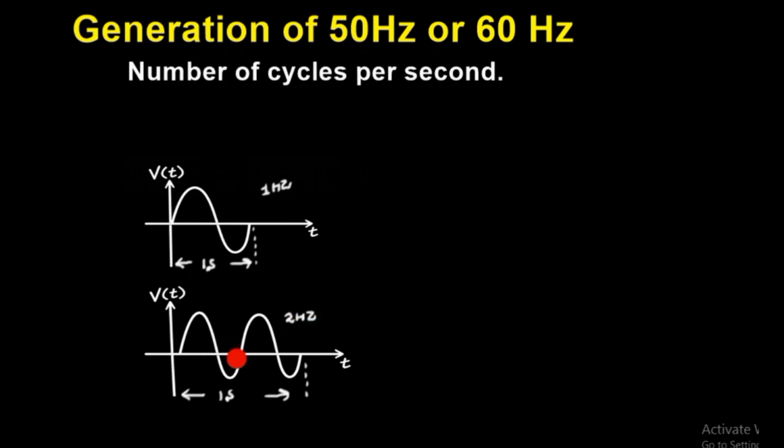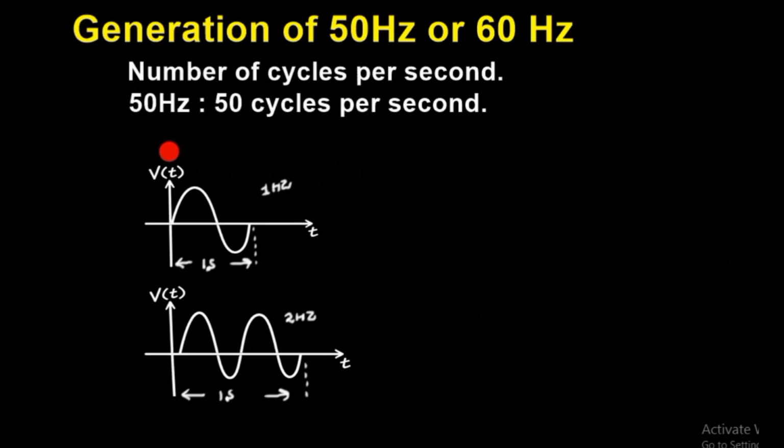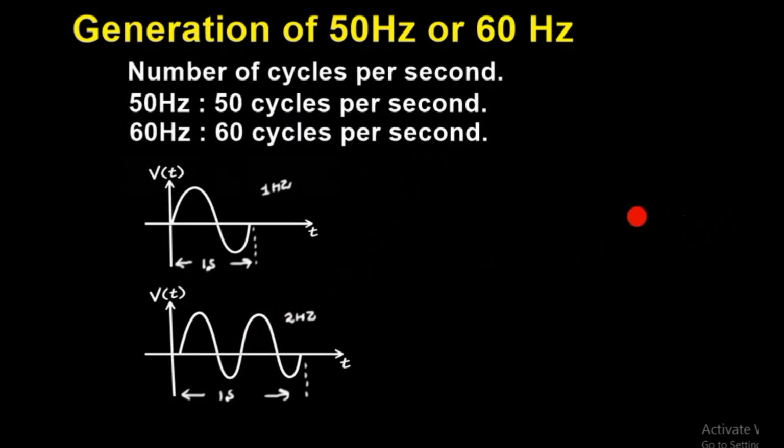Similarly, if 50 such cycles are generated in 1 second, then the frequency will be 50 Hz. So 50 Hz means 50 cycles per second. And if 60 such cycles are generated in 1 second, then the frequency will be 60 Hz. Now let's come to the main question: how is frequency generated?